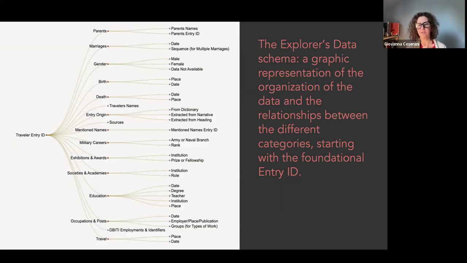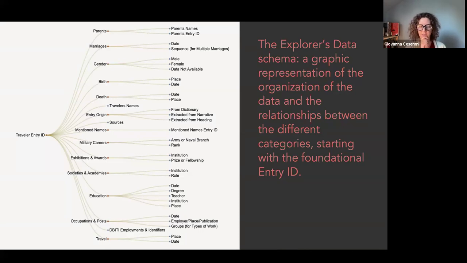So here in the slides, you see all the different types of information that we were able to collect about these travelers, in various categories ranging from parents' information, marriage, gender, and then education, work, and travel. But what we realized in doing this process of extracting the information from the digitized text of the dictionary is that we started taking note of travelers who appeared submerged into the entries of other travelers without actually having an entry heading of their own.